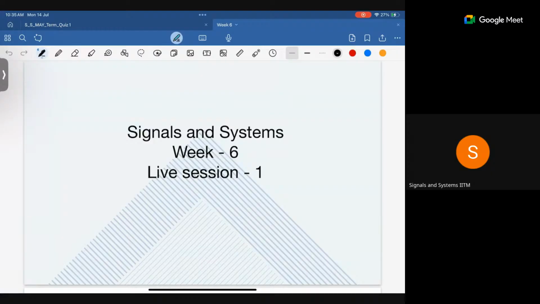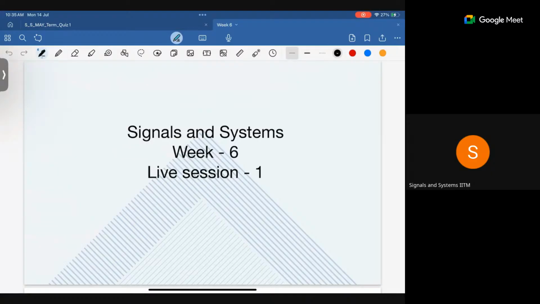Okay, so let's start week 6 then. In week 6, we deal mostly with the characterization of LTI systems. So what is the response of an LTI system given any input? We can characterize the whole LTI system just by looking at the impulse response.